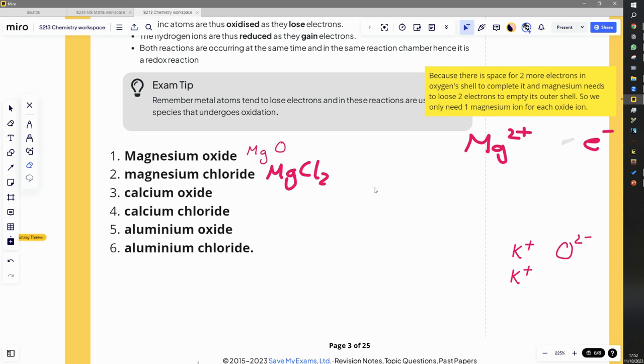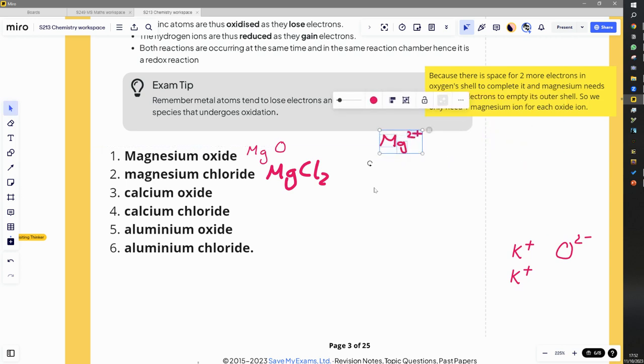But the main thing we need to know is that it forms this magnesium ion here, because it needs to empty its shell. All metal atoms empty the outer shell. They all lose electrons and therefore need to empty the entire outer shell because the one beneath it is full. They're all atoms. When they become ions, they're trying to form full outer shells.